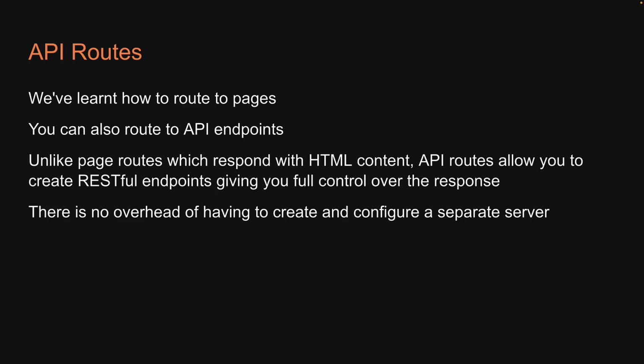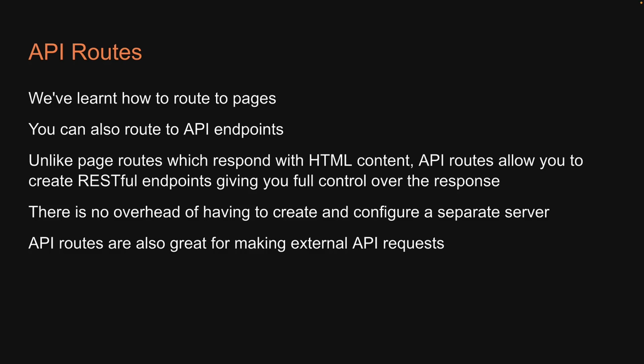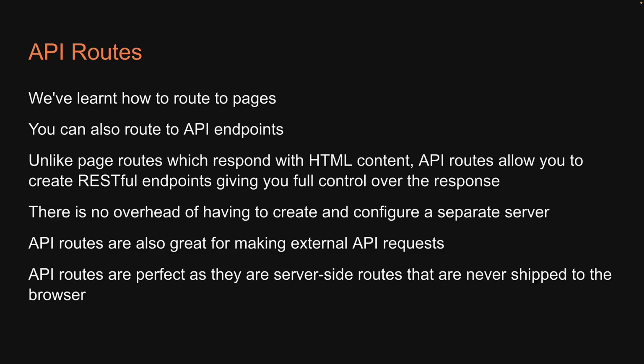API routes are also great for making external API requests. For example, if you have an English learning app, you may want to provide definitions of certain words by calling an external dictionary API. Since such an API would require a private key, API routes are perfect as they are server-side routes that are never shipped to the browser. A user can never get hold of any private credentials used as part of that API.